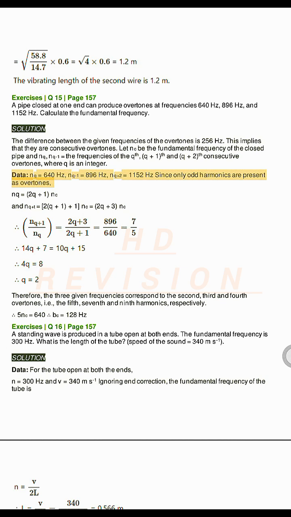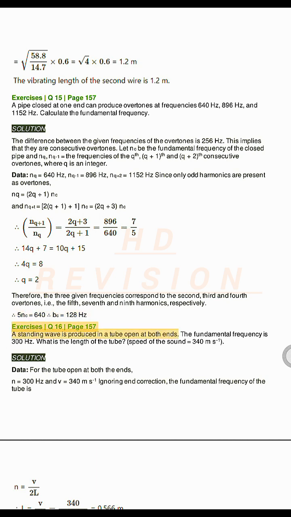Since only odd harmonics are present as overtones, NQ equals (2Q+1) NC, and NQ+2 equals (2Q+3) NC. Therefore, the three given frequencies correspond to the second, third and fourth overtones, i.e., the fifth, 7th and 9th harmonics, respectively. Therefore 5 NC equals 640, therefore NC equals 128 Hz.